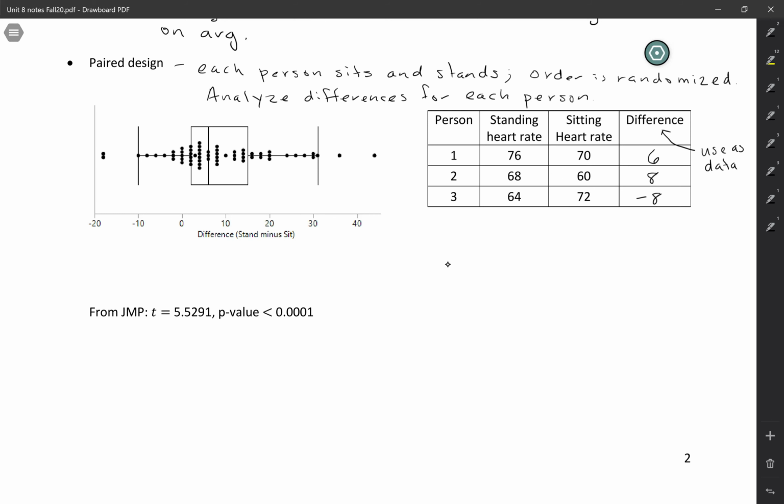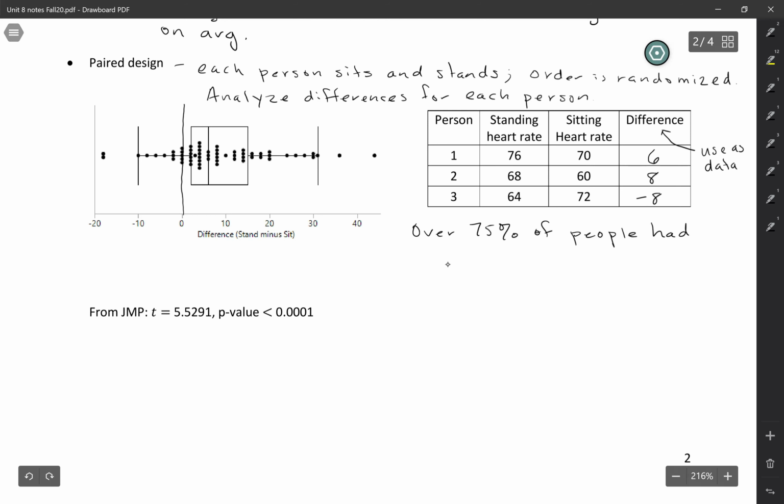So if we look at the graph here, it's a lot more clear than last time that standing minus sitting is usually a positive number, right? If we look at 0 here, we can see that for most people, their standing heart rate was higher than their sitting heart rate because most people had positive numbers. And without counting, I can't look at the exact percent, but I do know that there's 3 sections of my box plot. So I can say that over 75% of people had standing heart rates that were higher than their sitting heart rates.